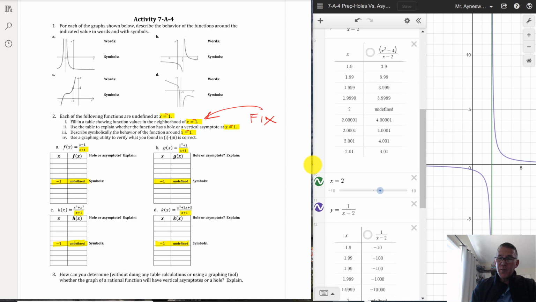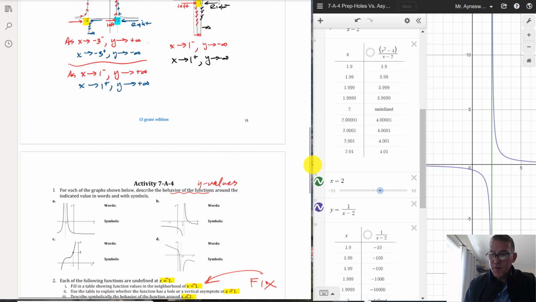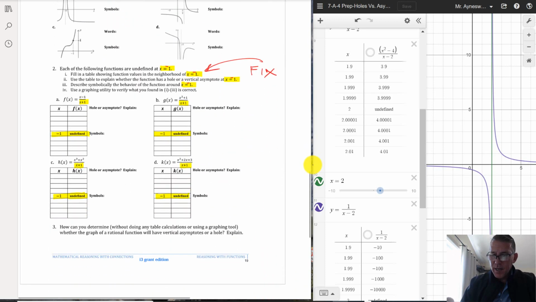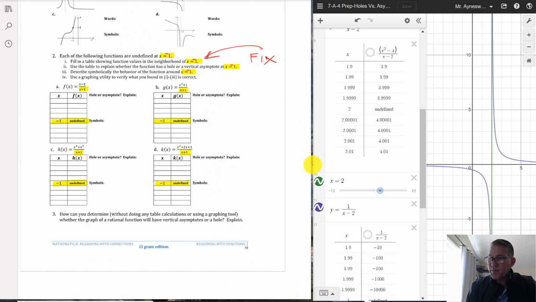And then in number 1, you're going to be using words and symbols and write things symbolically to see what happens with the function values, the behavior of the functions, meaning y values, at the indicated values, just like I did in the previous one. You're going to do the same thing. And then in number 2, you're going to do what I did in Desmos here, and approach the point of discontinuity, which in this case is -1.